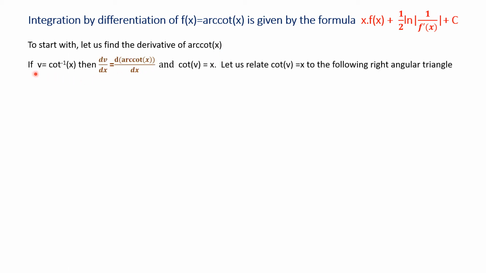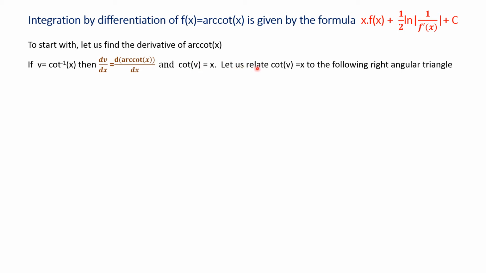If v equal to cotan inverse of x, then the derivative of v will be equal to the derivative of cotan inverse of x. Also, we can conclude cotan of v equal to x by taking cotan of both sides of this equation. So cotan of v equal to cotan of cotan inverse of x. That implies cotan of v equal to x.